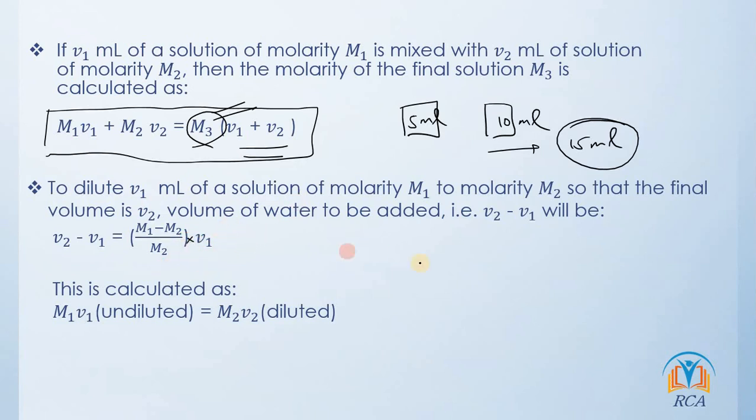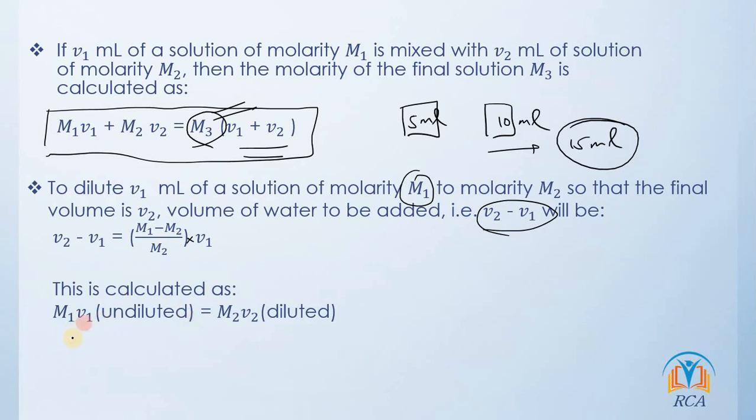So for example, if you are given a solution of certain molarity M1 and the question says that you have to add a certain amount of water so that the final volume becomes V2. Obviously the volume will change, right? So volume becomes V2, but the molarity will also change to M2. Then what is that amount of water added? The amount of water added will be equal to V2 minus V1, and that will be calculated as M1 minus M2 upon M2 into V1.